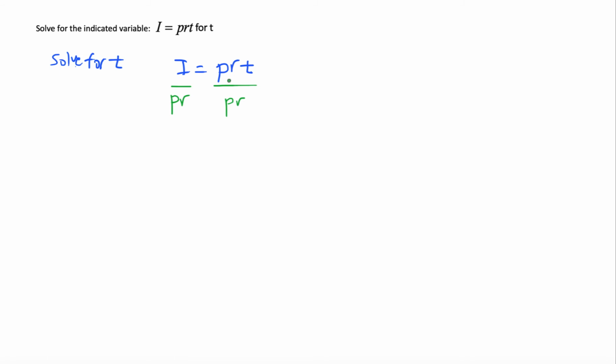Now we can do this one at a time or we can do them both together, right? But if we divide both sides by PR, what's going to happen on the right side? PR divided by PR cancels out. So what are we left with? We're just left with T by itself. So what does T equal then? T is equal to I divided by PR.